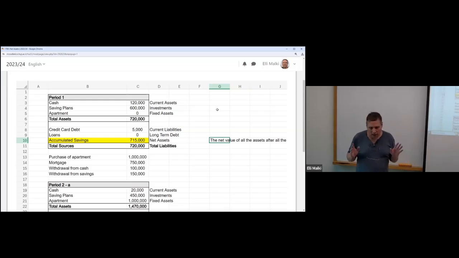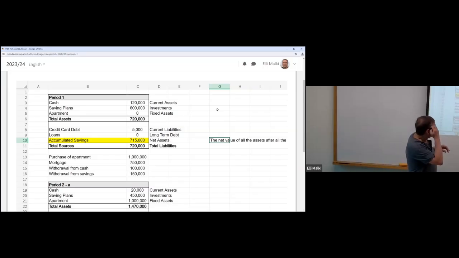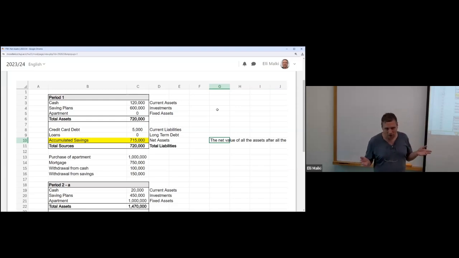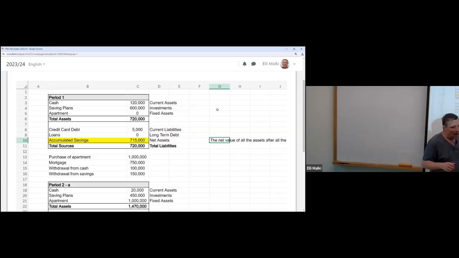Now, let's complicate the issue a little bit further. So now I decided that I want to buy my own apartment. This family wants to buy an apartment, and they look and find an apartment that costs a million, let's say, shekels. Very difficult now, but just as an example.